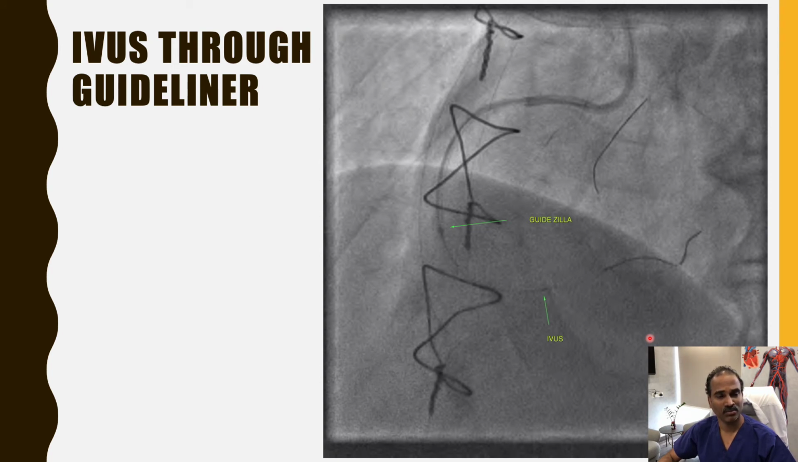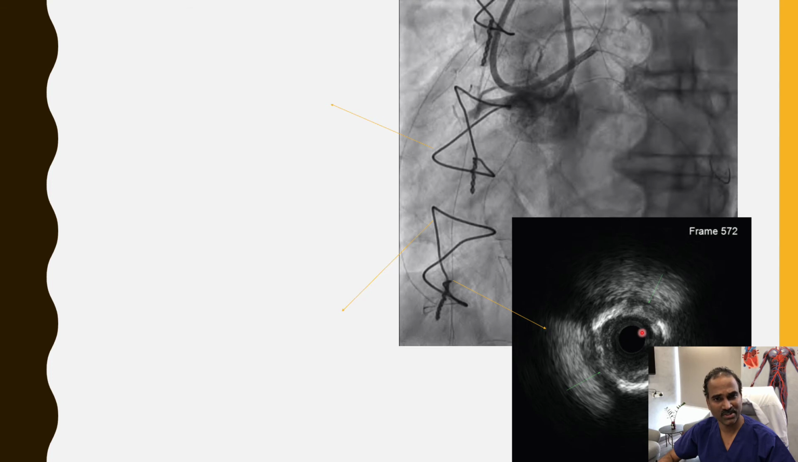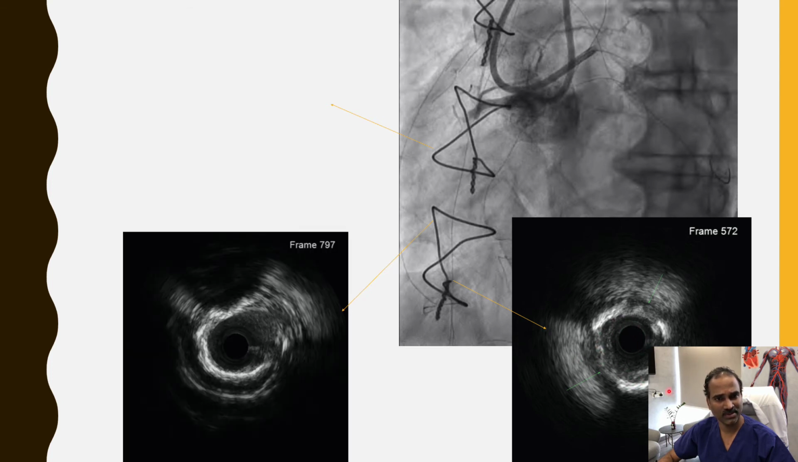For IVUS, we advanced the Guideliner after pre-dilatation. Passing devices is going to be difficult in this case due to extensive calcium, so the preemptive Guidezilla is placed into the coronary. We did IVUS; you can see these are the IVUS pictures. You can see the catheter is always within the true lumen or within the calcium.